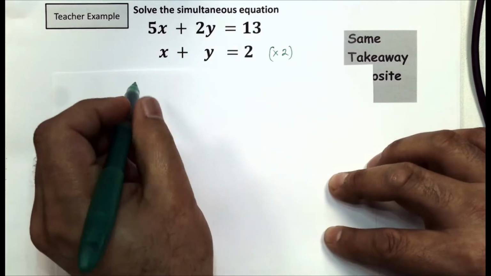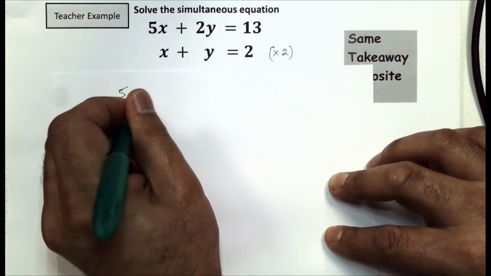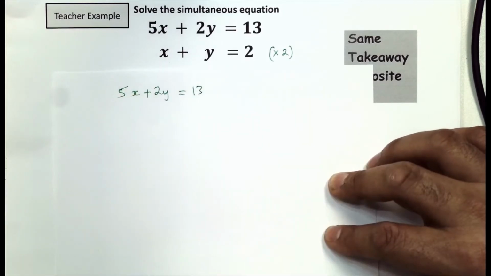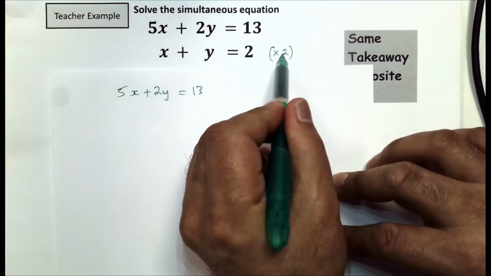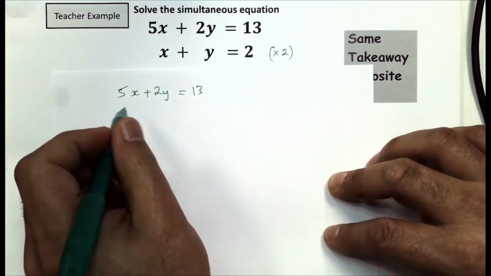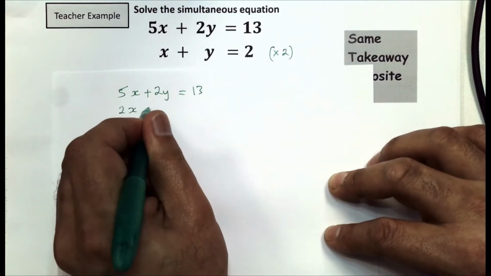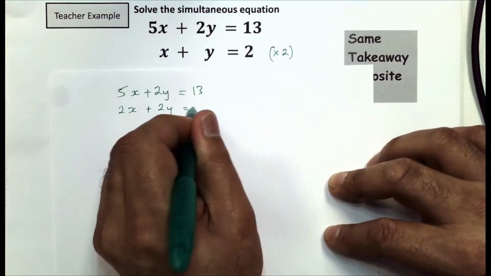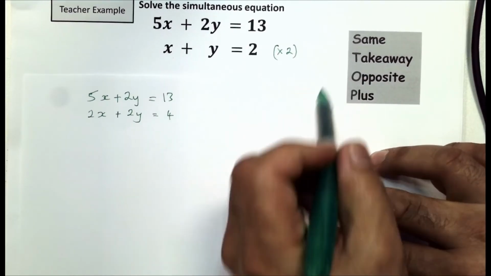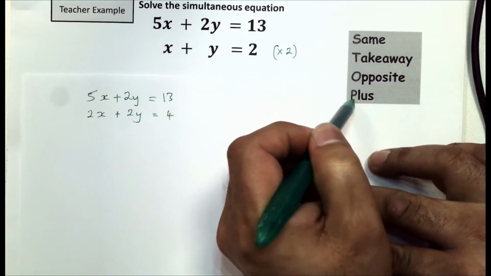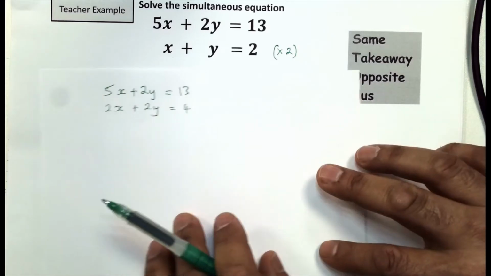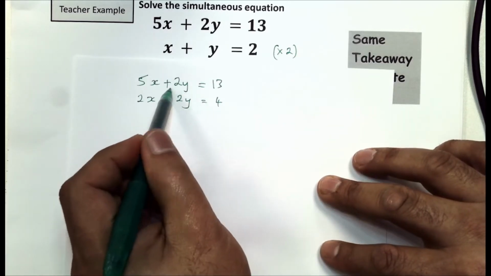So for the first equation, 5x plus 2y equals 13, that stays the same. And when I multiply this out, each term in the equation is multiplied by 2. So that becomes 2x plus 2y equals 4. Next step, I'm going to use the STOP method: same, take away, opposite, plus, and that is referring to the coefficients, but more so the sign in front of the coefficients.